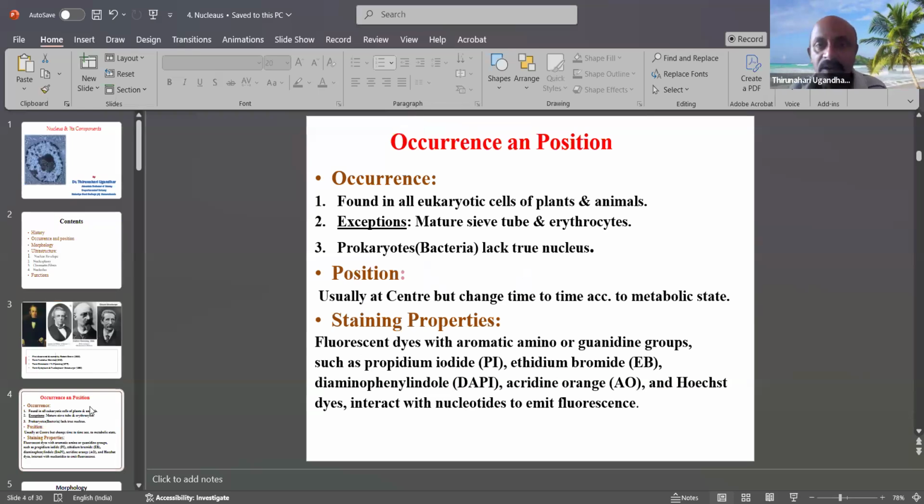Then what are the occurrence and position? Occurrence means where the nucleus is located. The nucleus is present in every cell of living organisms, both prokaryotic and eukaryotic. In prokaryotes, the nucleus is not well developed. In eukaryotes, it is well developed. That is the difference. At the end, we will study the differences between prokaryotes and eukaryotes separately.